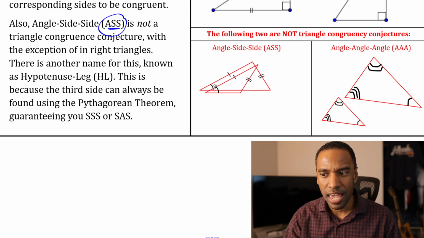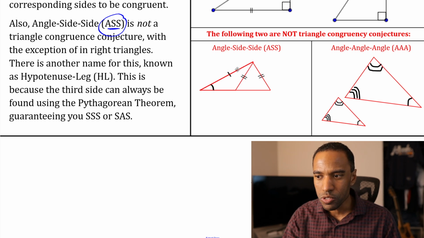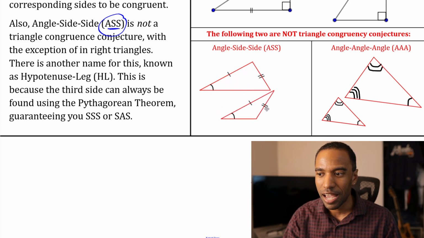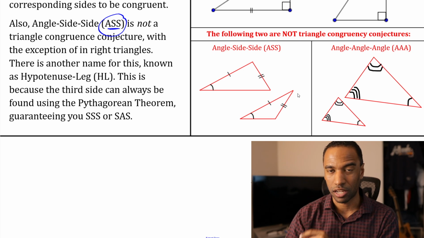But is this angle not? Watch this. I'm going to go right over this. Are those angles not congruent to each other? Were those sides not congruent to each other? Do those not look congruent to each other? Guys, these are congruent angles, congruent sides. These triangles are not congruent, though.